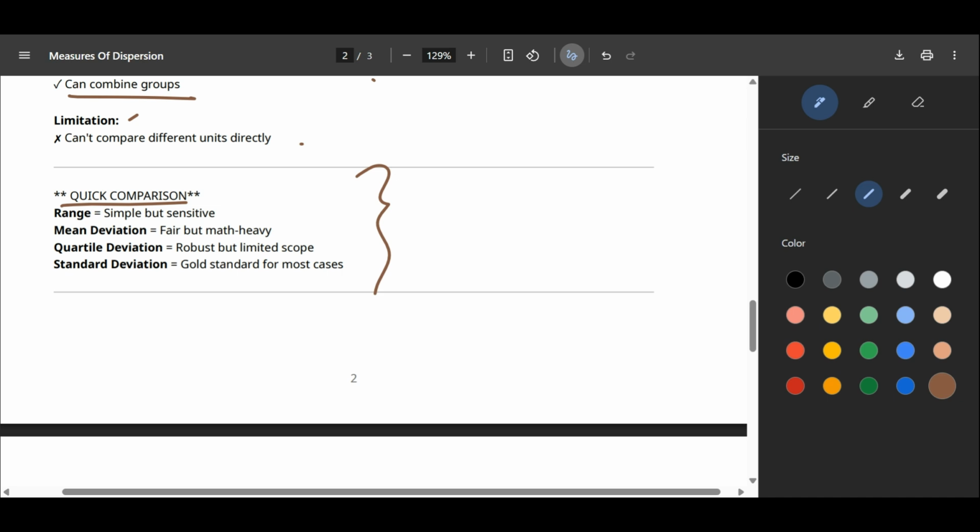Next time, we will dive into the properties of standard deviation and those all important relative measures.